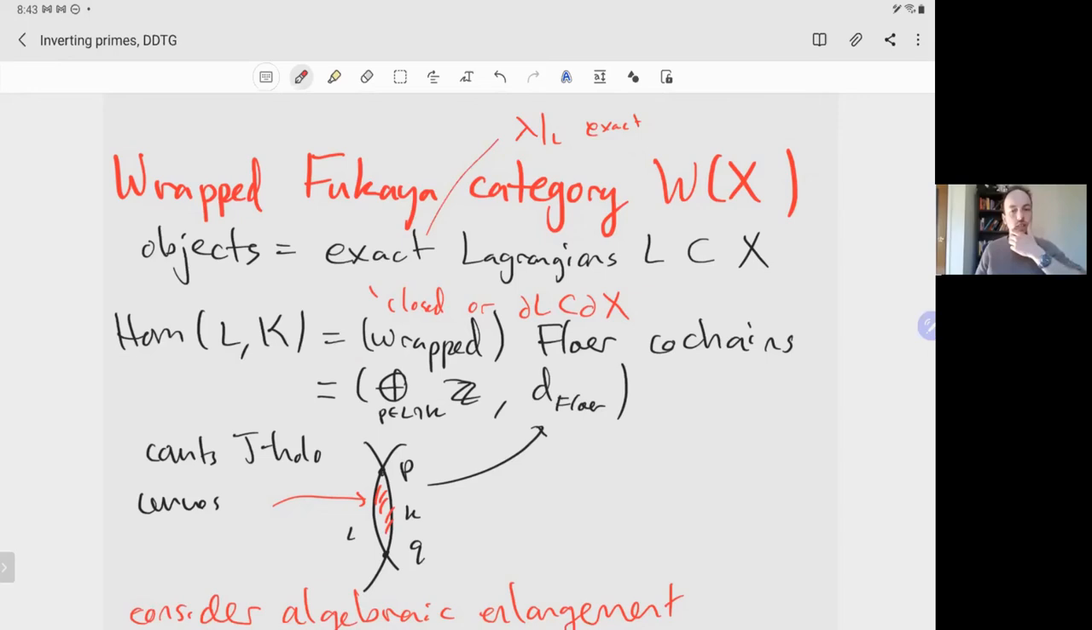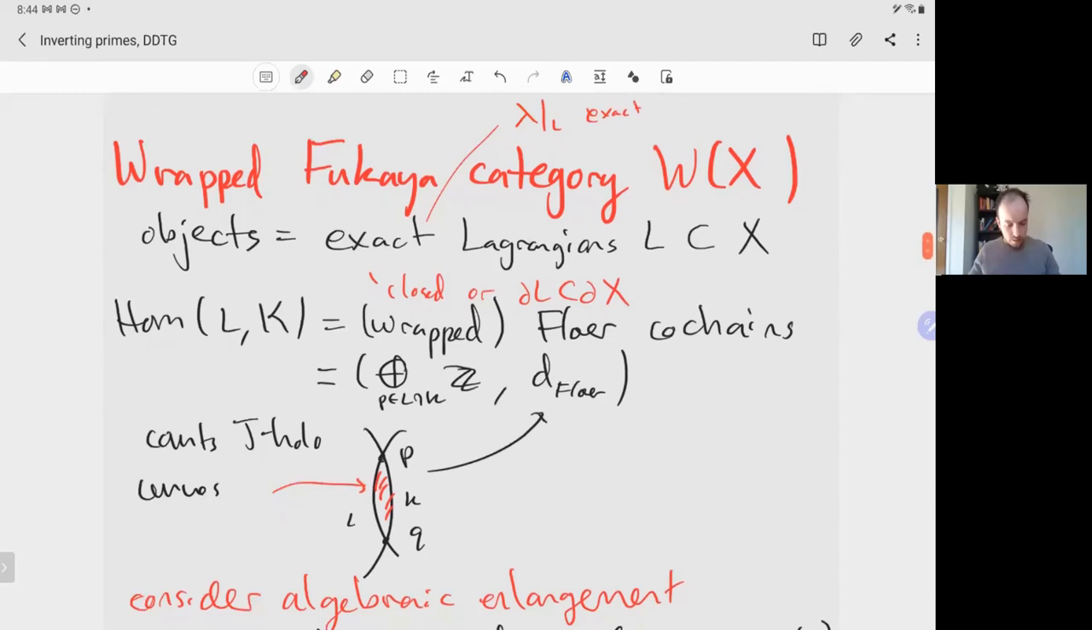The morphism spaces between two Lagrangians, L and K, are what's called wrapped Floer cochains. So the morphism space is actually a chain complex. This chain complex is generated by intersection points between L and K, if they intersect transversely, at least. And there's a differential, which is this Floer differential. And this differential counts J holomorphic curves between two intersection points, P and Q, whose boundaries are on L and K. So objects are fairly simple, but morphisms are already pretty complicated. So that's what the Rabb-Foucault category is.